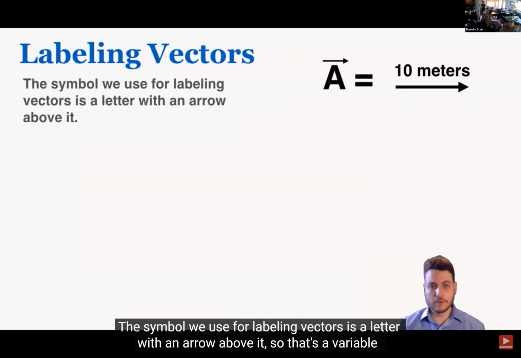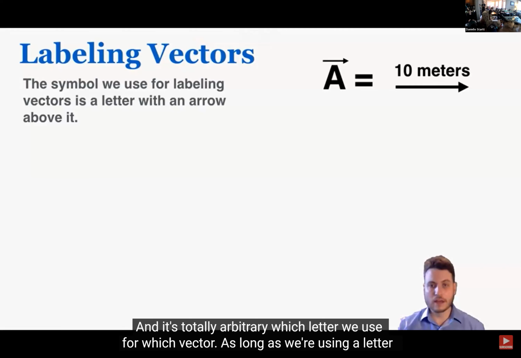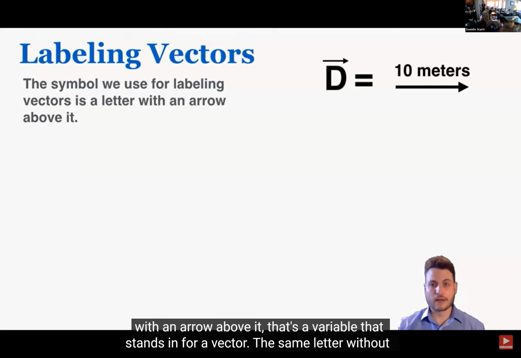The symbol we use for labeling vectors is a letter with an arrow above it, so that's a variable, that's a stand-in for a vector. So this is vector A. Vector A is equal to 10 meters to the right. And it's totally arbitrary which letter we use for which vector, as long as we're using a letter with an arrow above it. That's a variable that stands in for a vector.